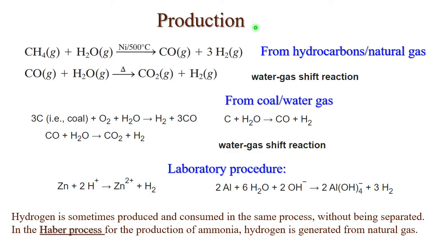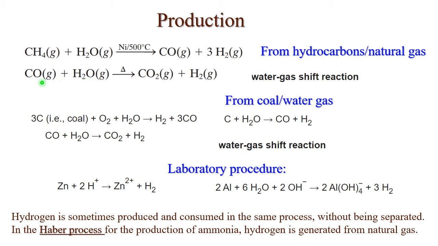How can we synthesize hydrogen, the hydrogen molecule? In industry, there is a large-scale production of H2, and the cheapest at this moment is production from natural gas or alternatively from other hydrocarbons. The reaction is CH4, methane, reacts with water at very high temperature and nickel catalyst, making carbon monoxide and 3 hydrogen gas molecules.